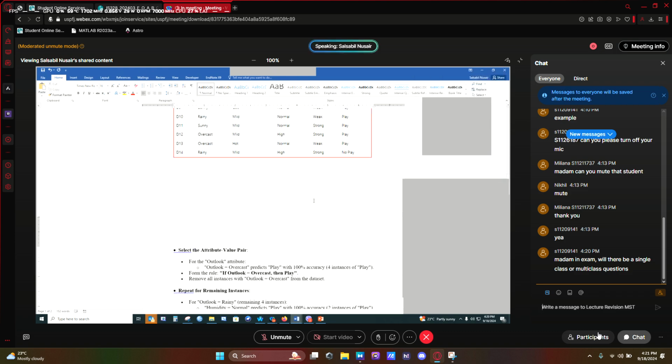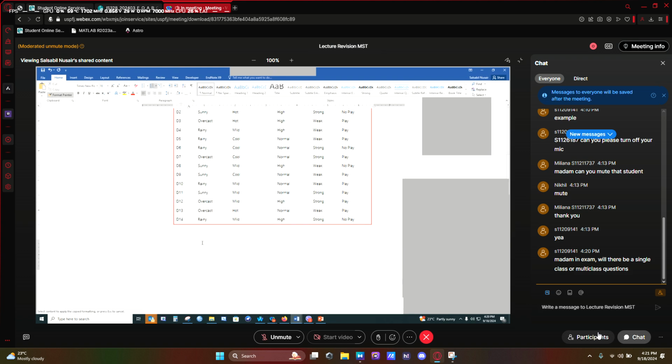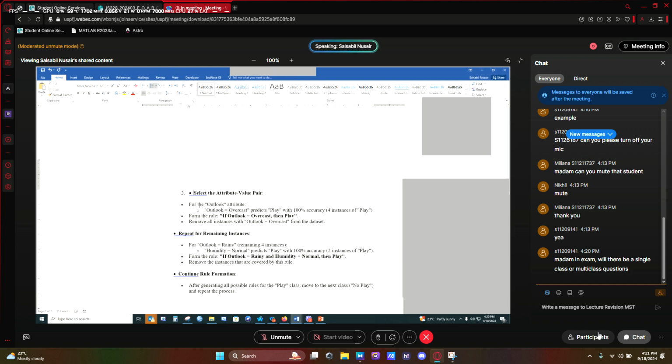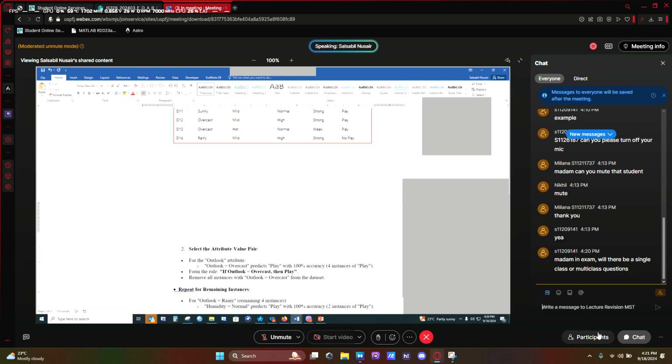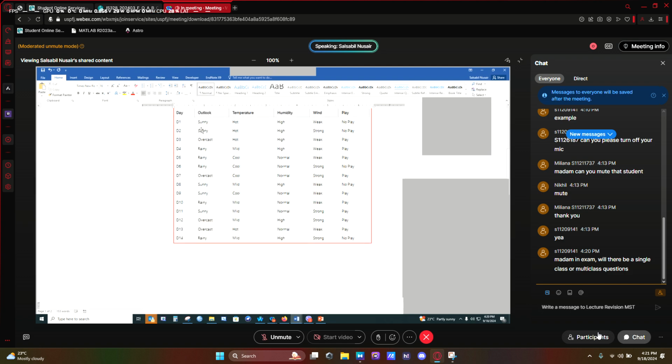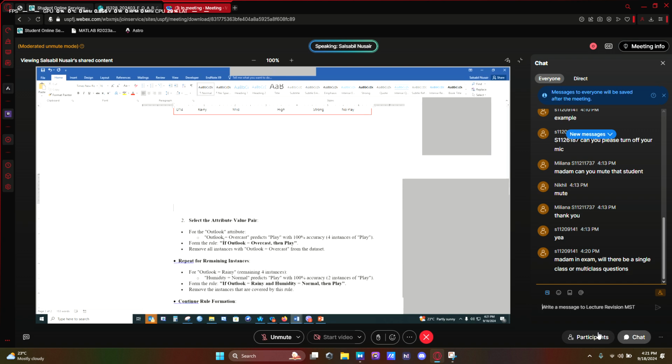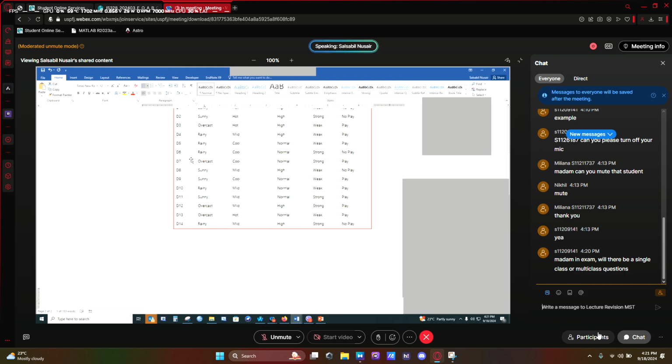Then number two becomes selecting the attribute value. So what is the attribute value? For example, if I'm looking at Outlook here, I can see that Outlook has three possibilities or three values. It has sunny, it has overcast, and it has rainy. Those are the three possibilities.